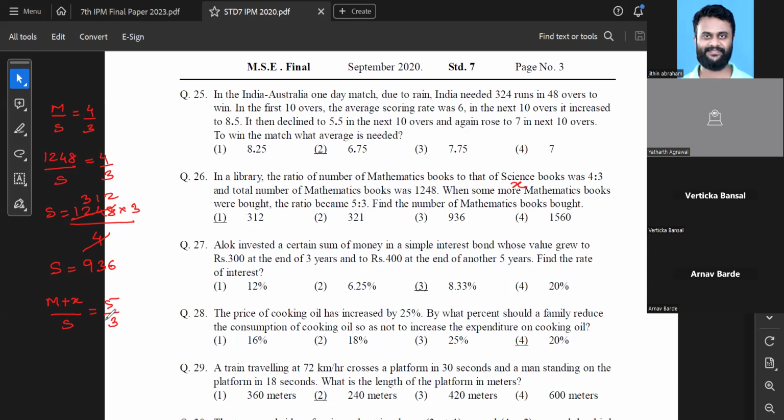Now, in this case, obviously we can solve. I'll tell you the standard method, and I'll give you one shortcut as well. The standard method is basically to substitute the value of M. M's value is 1248 plus x. Then I take this 3 to this side, it becomes multiplied by 3 and then divided by 5. I'll put 5 over here only, multiplied by the science value, which is 936. So you solve this and then find the value of x.